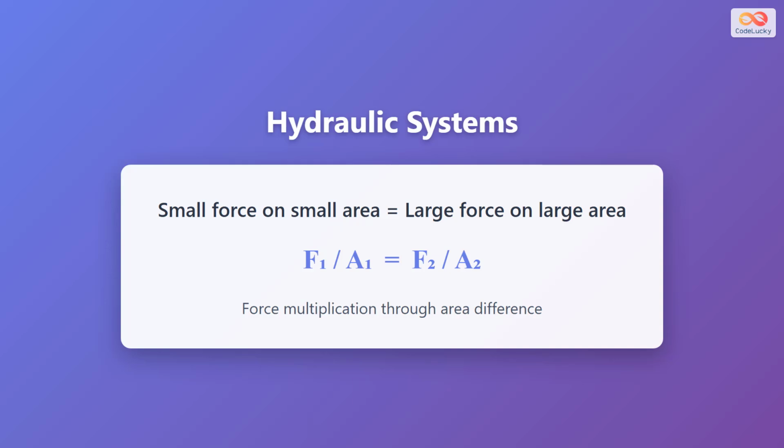Hydraulic systems use Pascal's principle to multiply force in a remarkable way. The relationship is force 1 divided by area 1 equals force 2 divided by area 2. This means a small force applied over a small area can produce a much larger force over a larger area. The pressure remains constant throughout the system, but because force equals pressure times area, increasing the area increases the force. This is how a small input force can lift heavy objects.